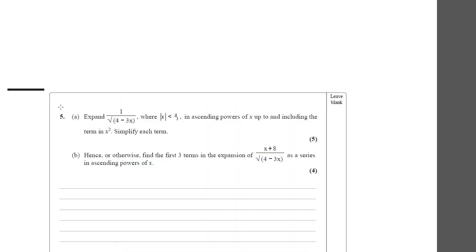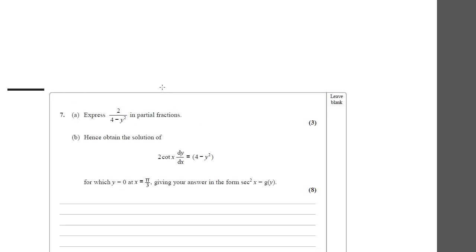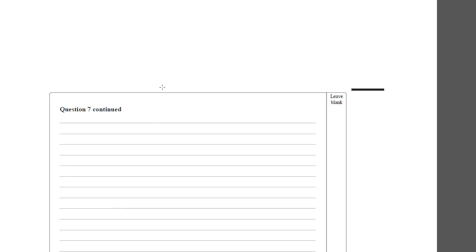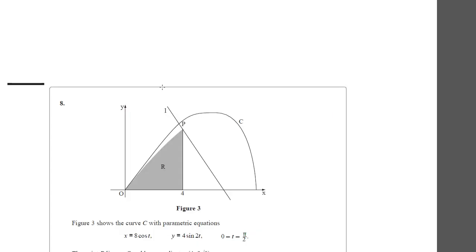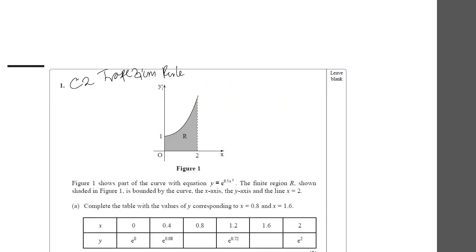Then the next one, question number 5, is a topic from C2, binomial series. Then question number 6 is vectors. And question number 7 is differentiation, separable method, and question number 8 is parametric equation. So let's start. Let's start from question number 1, trapezium rule.